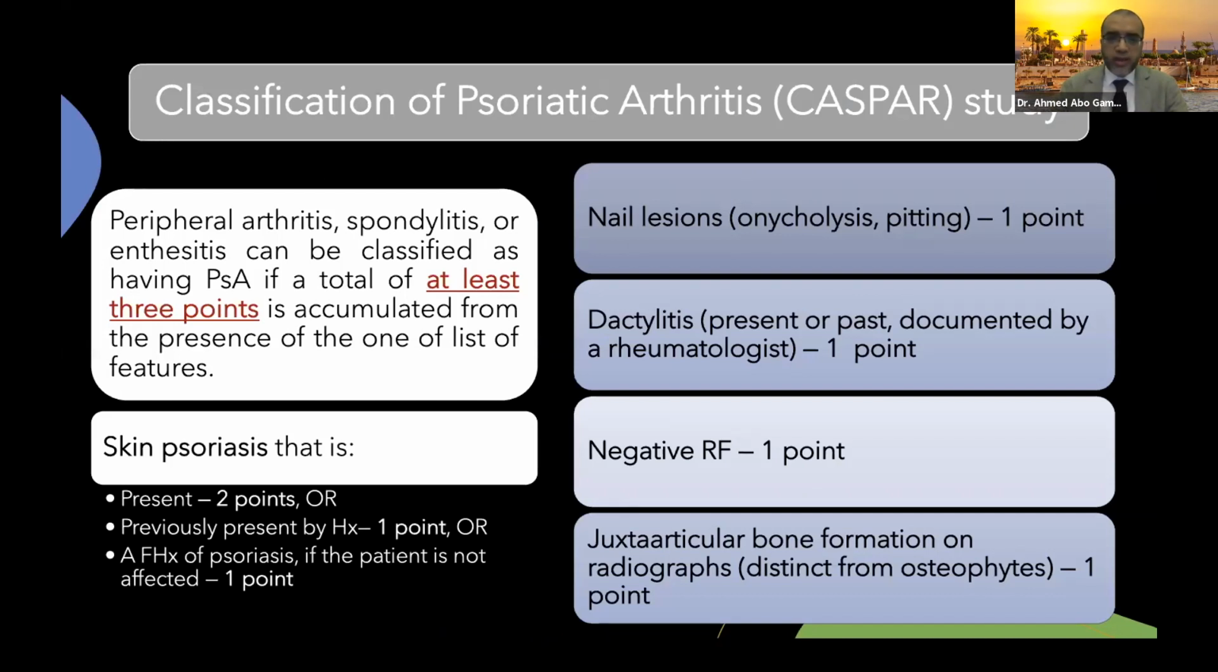Nowadays, we are relying on the CASPAR criteria for diagnosis of psoriatic arthritis or classification of patients as psoriatic arthritis, which was published in 2006. It depends on patients having peripheral arthritis, spondylitis, or enthesitis, with at least three points from the following: skin psoriasis, which should be seen at present or in the history, or even a positive family history could be considered as a positive point in the CASPAR criteria, plus nail lesions, dactylitis, negative rheumatoid factor, and combinations of osteoproliferation and osteoresorption in conventional X-rays.